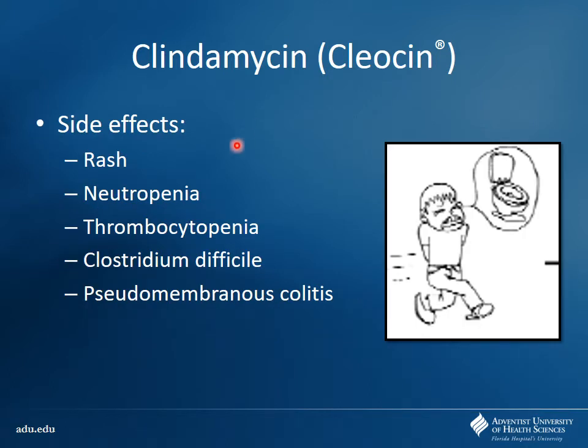Some of the side effects you can see here are blood dyscrasias, including neutropenia and thrombocytopenia. This is pretty rare, but one of the big things to worry about is going to be Clostridium difficile. This is one of the biggest causative agents for C. diff infections, with a further complication being what we call pseudomembranous colitis.